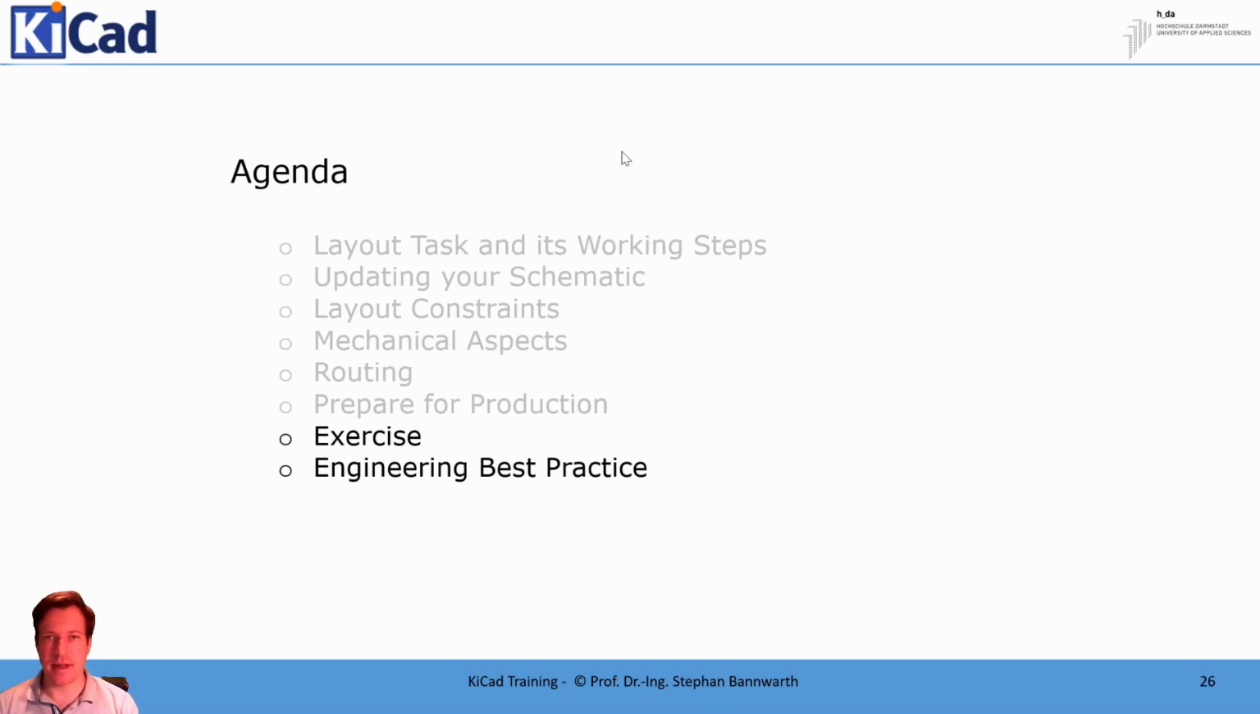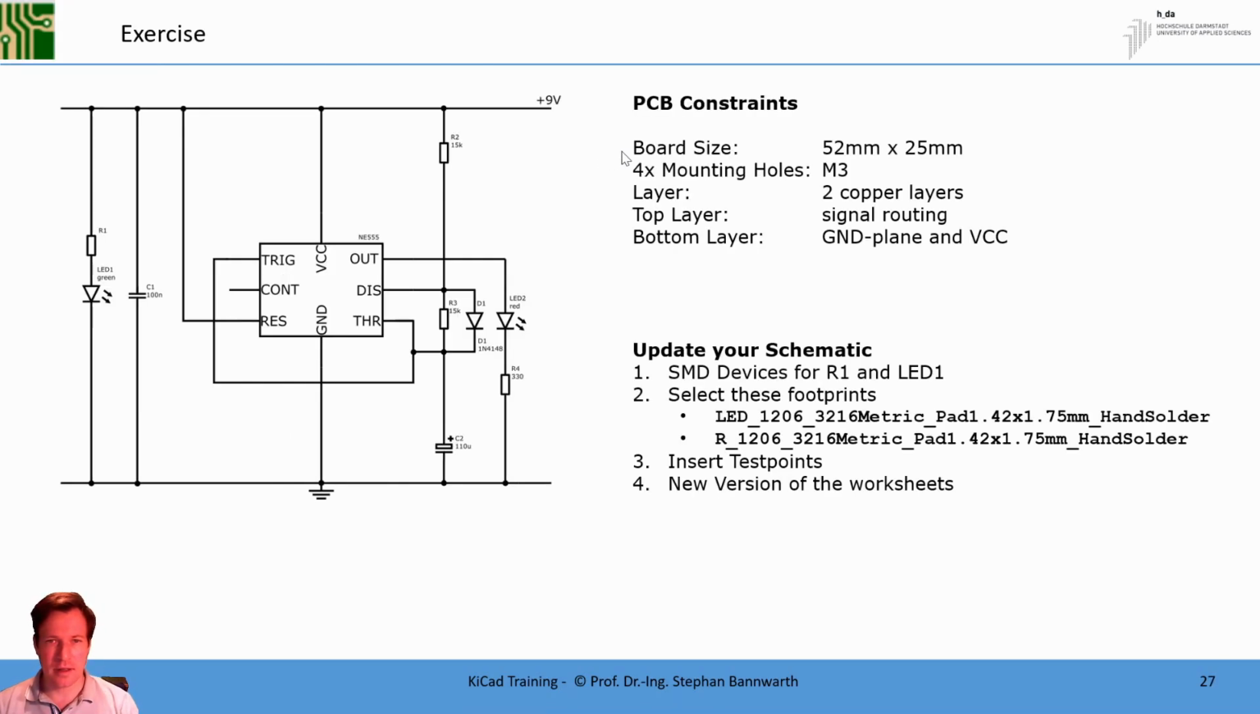Now it's time to start with the exercise. As an exercise, we use the circuit we have already entered into our EE schema in the first part of this training. And these PCB constraints are as follows. The board size has to be 52 mm by 25 mm. We are using 4 mounting holes with a size of M3. We designed a 2-layer PCB. This means the top layer is reserved for signal routing and the bottom layer is a ground plane or reserved for some power supply VCC routing.